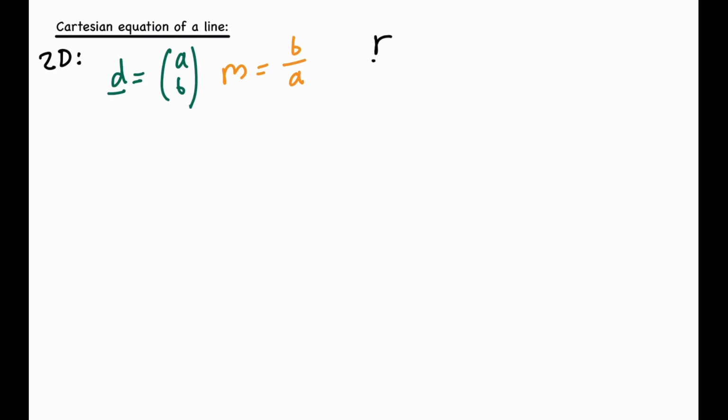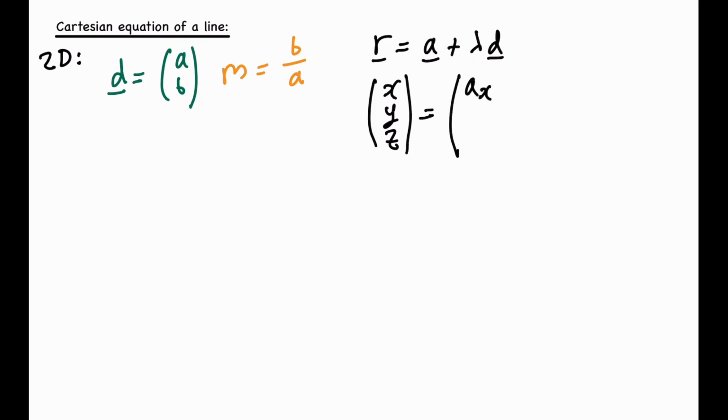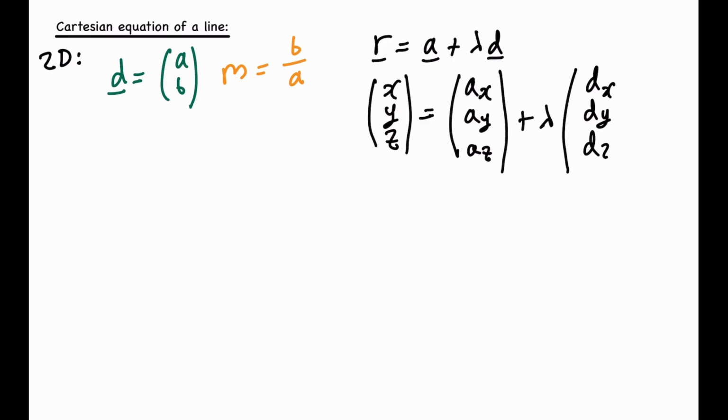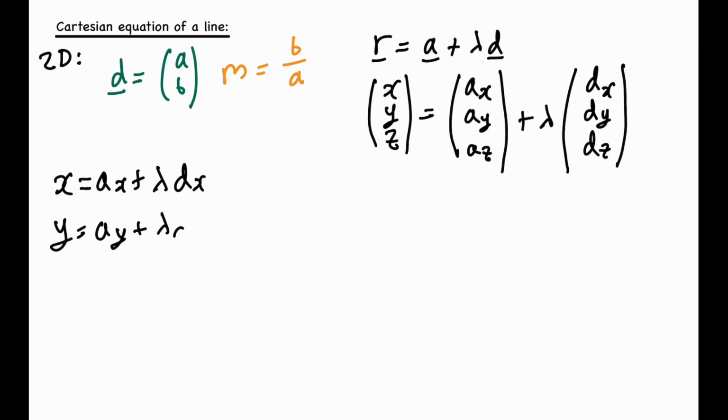vector equation of a line which looks something like this, we can write this out as its individual components like this. So (x, y, z) is r, which is equal to (ax, ay, az) plus lambda (dx, dy, dz). And now if we write this out individually, we will get three separate equations, which is x is equal to ax plus lambda dx, y is equal to ay plus lambda dy, and z is equal to az plus lambda dz.